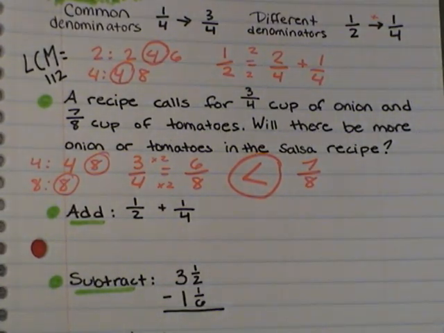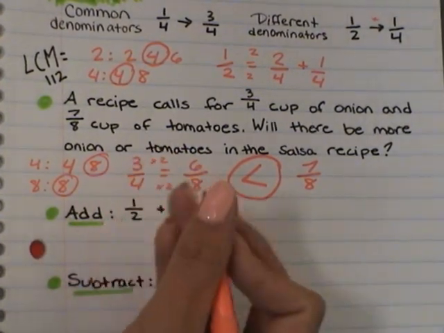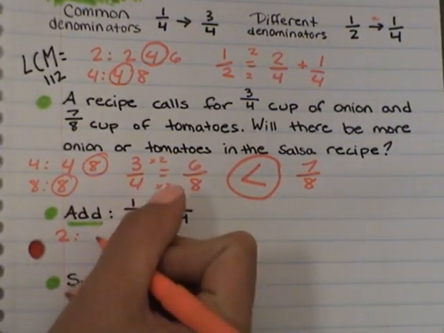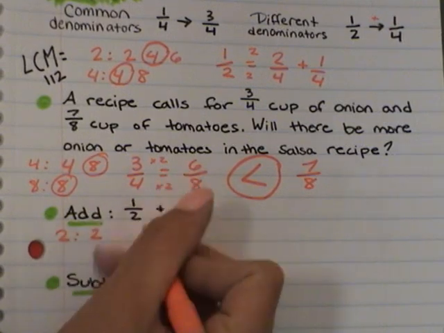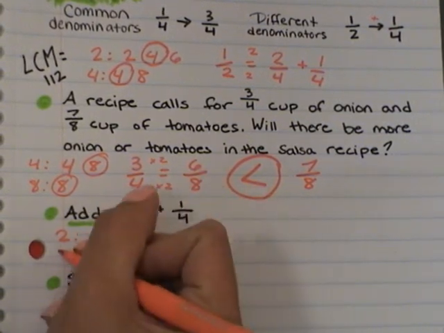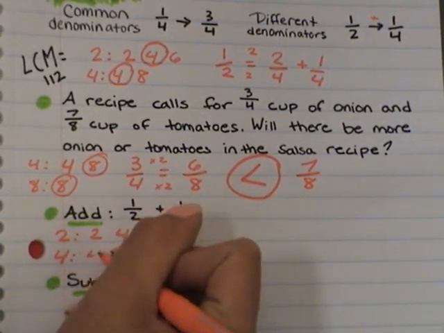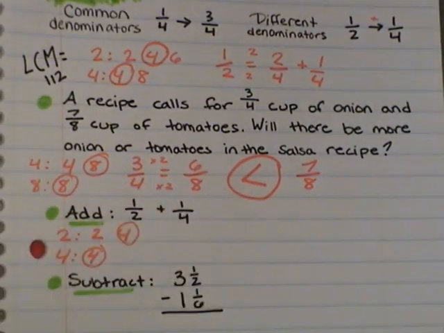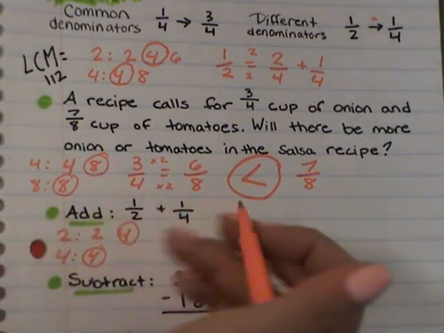Okay, so I'm going to do it. You have to find the least common multiple. 2 times 1 is 2. 2 times 2 is 4. I'm probably going to stop there because if I look, 4 times 1 is 4. Alright, my denominator is going to be 4.